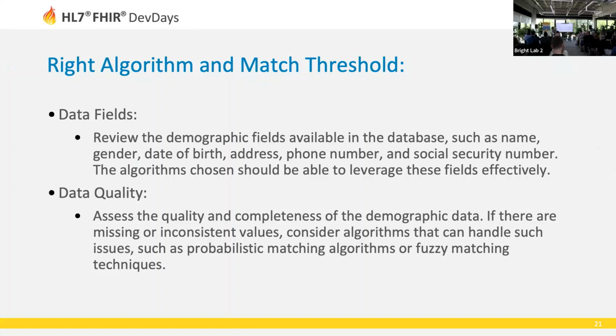But there are some rules you can follow to figure out what algorithms are best for you and how to come up with the best match result. So data fields: you have to review the demographic fields available in your database. For example, if you live in a country that accepts lots of immigrants, then you want to use Metaphone or Levenshtein algorithms when it comes to first name, last name.